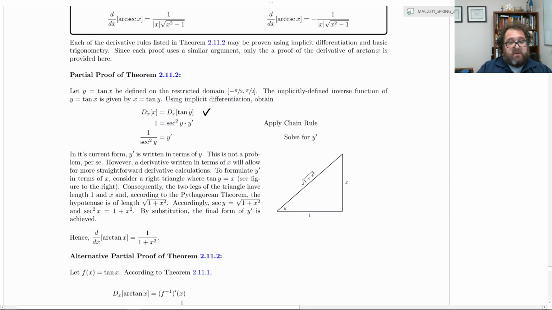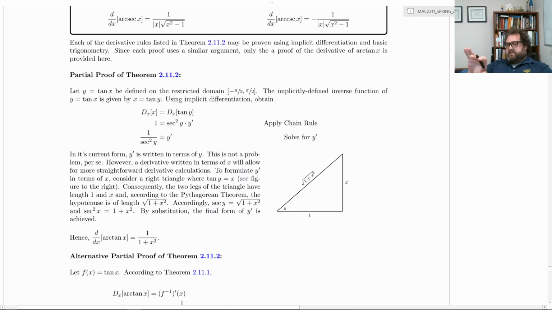And then, of course, the derivative of x is 1. Derivative of tan y, now be careful, that's tan y. So we take the derivative of the outside function using the chain rule, which is secant squared, evaluate at the inside function y, and multiply by the derivative of the inside function y prime. So we have to remember to use the chain rule, of course. But then to solve for y prime, we just divide both sides by secant squared. And now we have y prime.